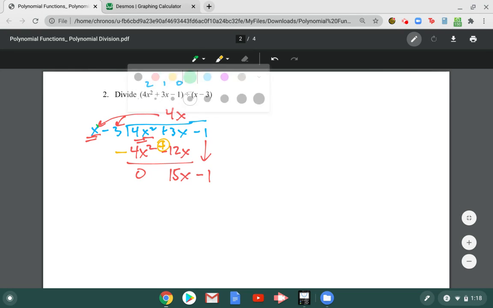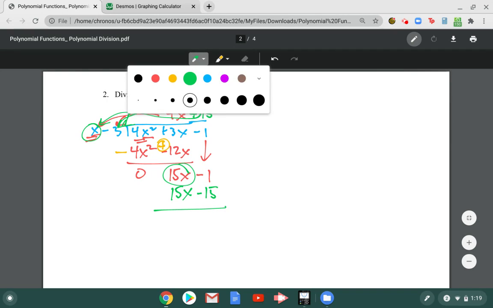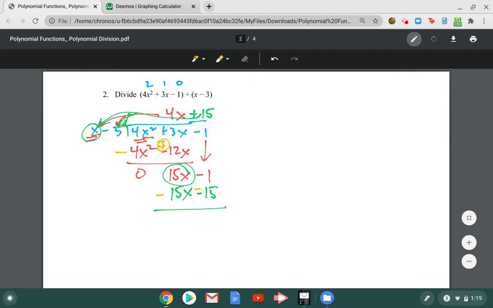So now I want to go from an x to a 15x. What do I need to multiply by? The x is already matched. I need to multiply by a positive 15. These are polynomials, so the sign written in front is important. Now I'm going to multiply this 15 through. 15 times x is 15x. 15 times negative 3 is negative 15. I'm going to subtract, which is really just changing the signs on both of those. So the 15s go away, which was exactly my plan. And the negative 1 plus 15 gives me plus 14.